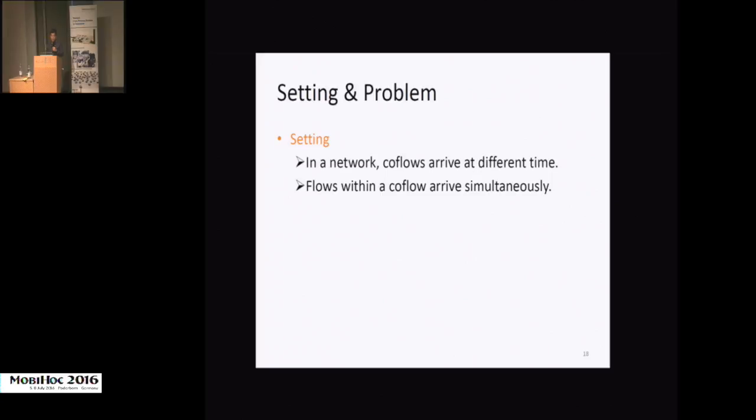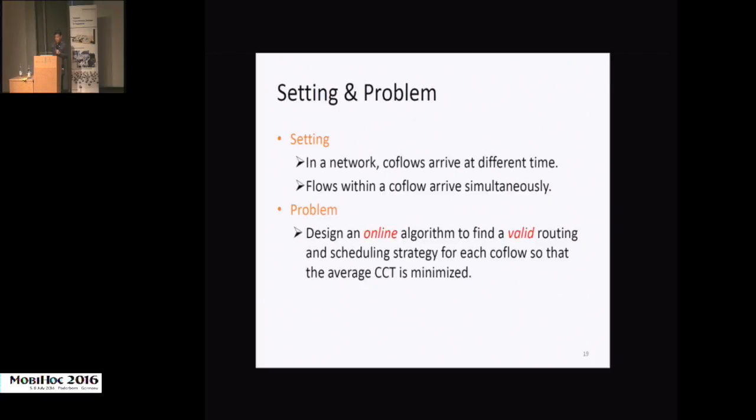So here comes our settings and problem. In a network, Coflows always arrive at different times, and we hold no other assumptions on the Coflows' arrival. Secondly, flows within a Coflow always arrive simultaneously, and this is suitable for most scenarios. Therefore, our problem is to design an online algorithm to find a valid routing and scheduling strategy for each Coflow so that the average CCT is minimized. Here, CCT is short for Coflow completion time.